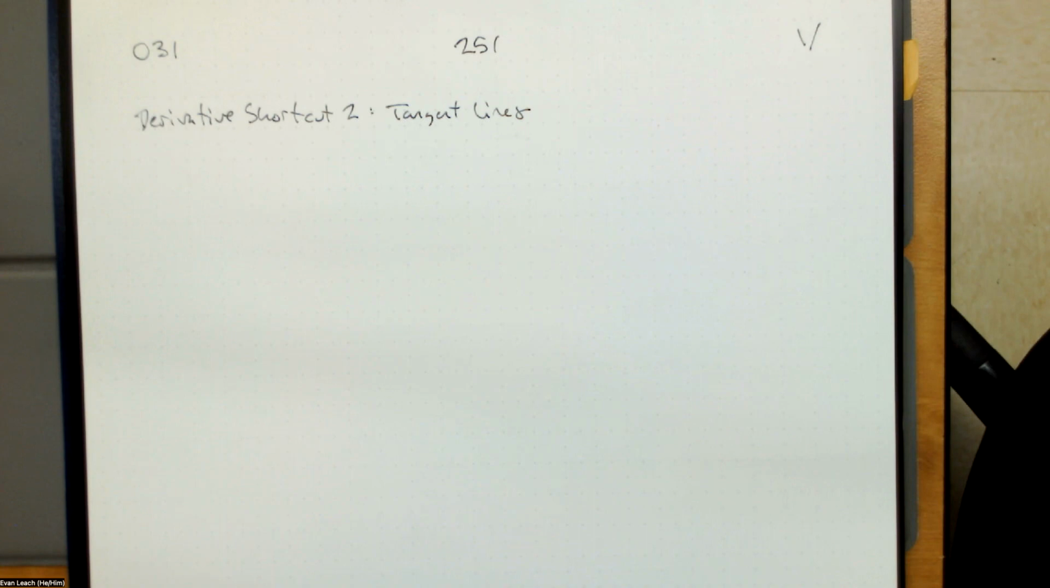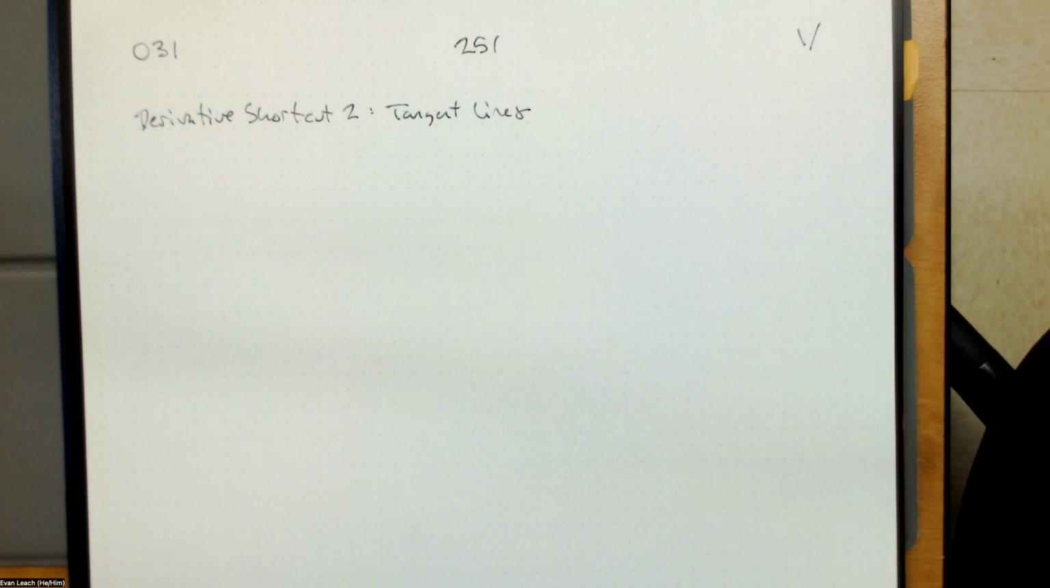Last week we had some problems called derivative shortcut to tangent line. This is kind of the beginnings of us putting together all the stuff that we found out with the problem that we're interested in. We're interested in finding the equation of a line tangent to a curve at a given point. We started off with the slope of the line, but then we want the equation of the line.